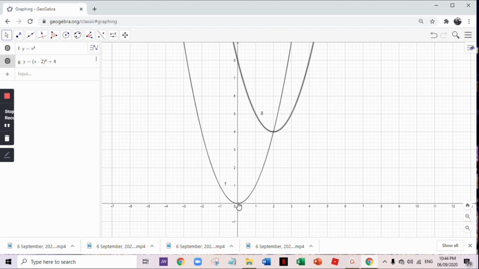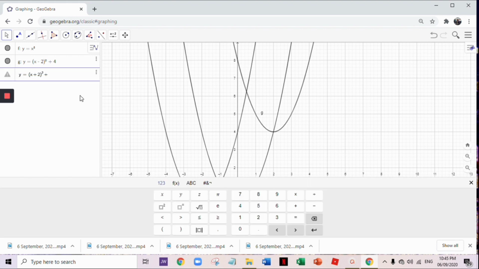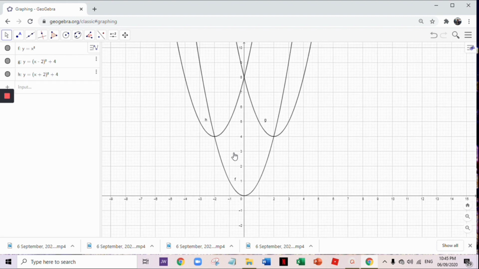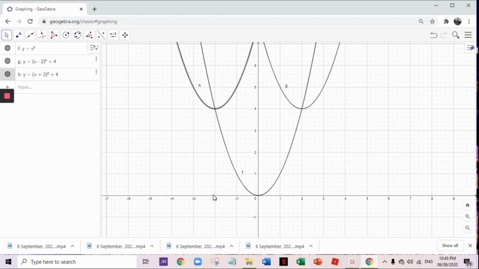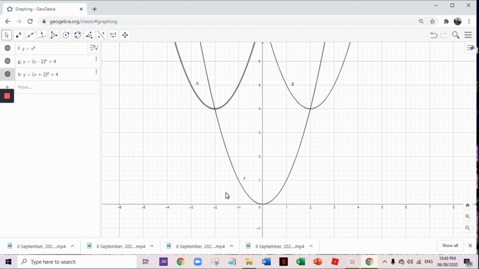Try naman natin yung panibagong function na y is equal to quantity x plus 2 squared plus 4. Ito yung graph niya. Anong napansin niyo? Ang vertex natin ay negative 2 and positive 4. Dahil negative 2 yung vertex natin, gagalaw yung ating graph ng 2 units to the left. Kaya left. From x squared, sa graph ng x squared, 2 units to the left. Tapos, 4 units upward. Kasi positive 4 yung ating k.